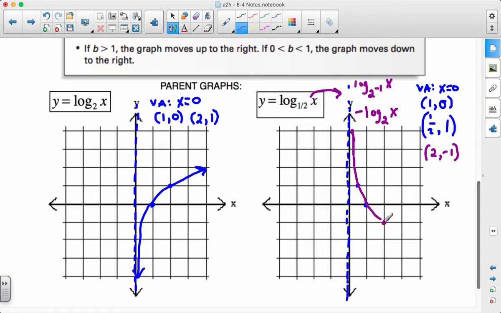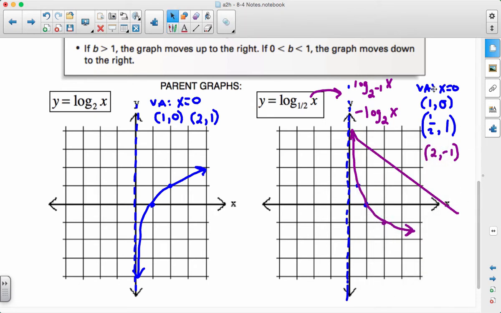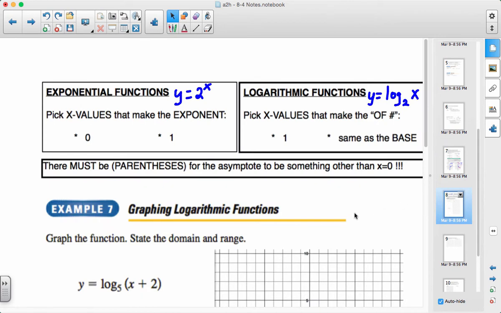It's hard to write with this pen. Okay, something like that. All right. Whoa, I don't know what happened there. Okay, moving on. Let's go back to this page now.